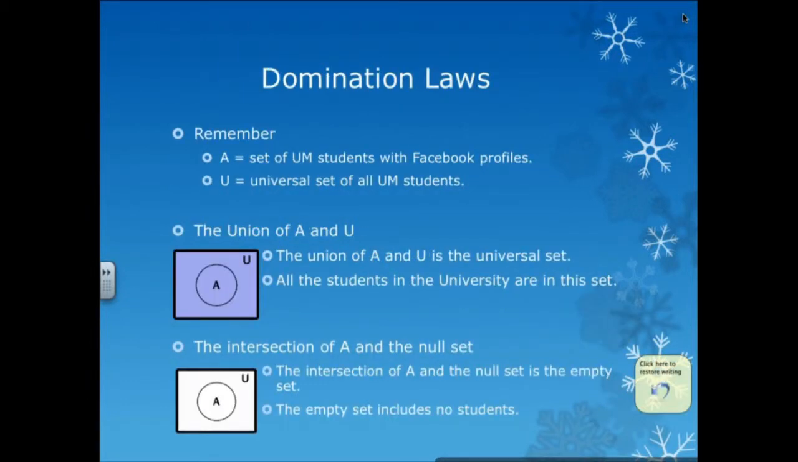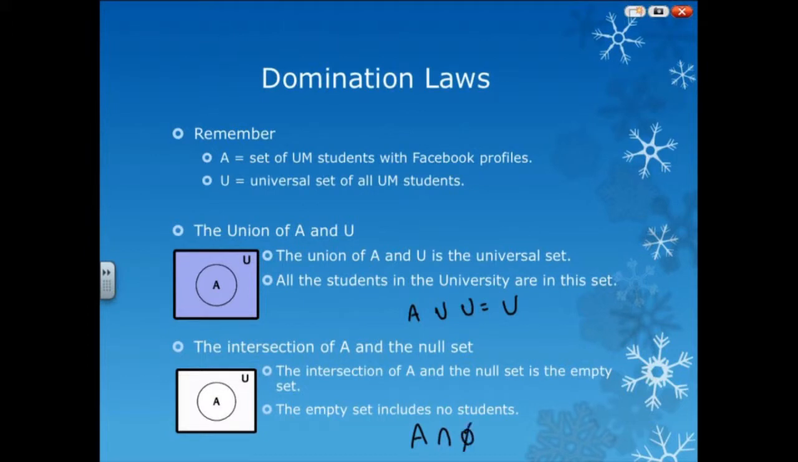With the Venn diagram, we see that the union of set A and the universal set is the universal set, since UM students with Facebook profiles and all UM students are either elements in set A or in the universal set or in both. The intersection of set A and the empty set is the empty set, since the only elements in set A that is in the empty set is the empty set itself.